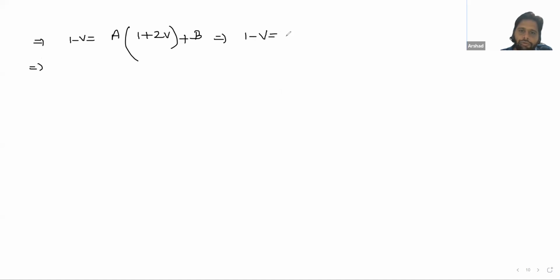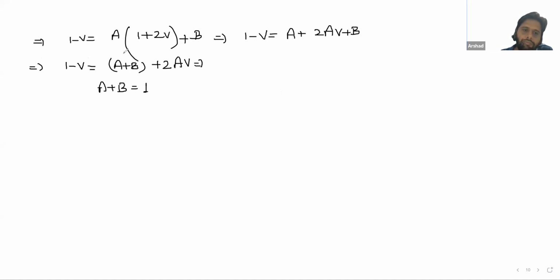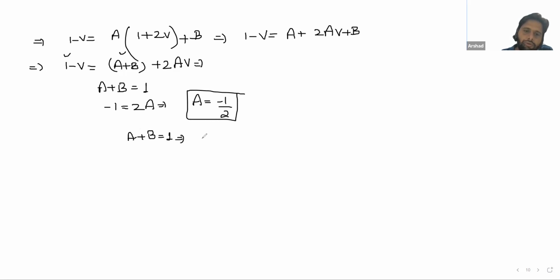1 minus v is equal to a plus 2av plus b. So 1 minus v is equal to a plus b plus 2av. Now compare this. You will get a plus b is equal to 1, because it is a constant. Minus v, the coefficient of v is 2a, so minus 1 is equal to 2a, so a is equal to minus 1 by 2. Then a plus b is equal to 1, so minus 1 by 2 plus b is equal to 1, and b is equal to 1 plus 1 by 2, so b is equal to 3 by 2.